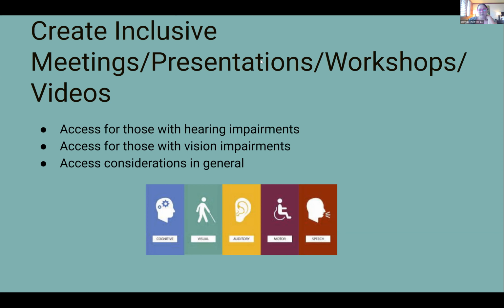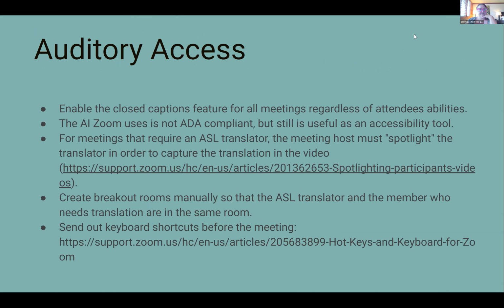So for people who need auditory access, these are some tips. We want to enable the closed caption feature for all meetings, regardless of attendees' abilities. The AI Zoom, which is the one we use, is not ADA compliant, but it is still useful as an accessibility tool. When we have conferences, we will actually get actual translators when we need them as well. When we do need an ASL translator, the meeting host must spotlight the translator in order to capture the translation in the video.